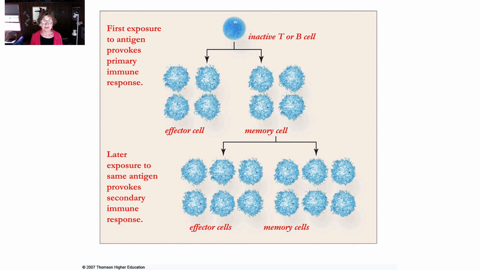Later, subsequent exposure to the same antigen, and that's important to remember, it has to be the same antigen, will provoke a secondary immune response. And what you're supposed to be able to tell from this picture is that the secondary immune response is greater. We're producing more effector cells and more memory cells, and it's also much quicker.